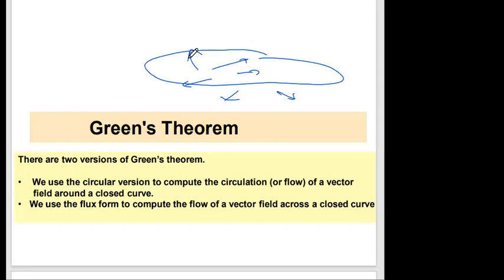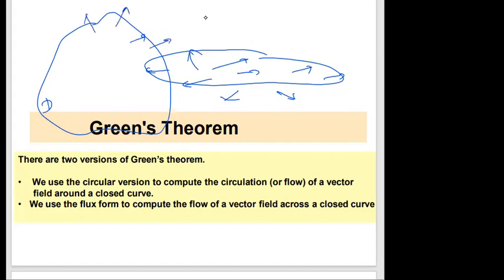If you have a two-dimensional vector field, and with the domain, this is my domain D, and I have a vector field. So remember at the beginning I said to you we are studying vector fields, right? So this is a vector field.